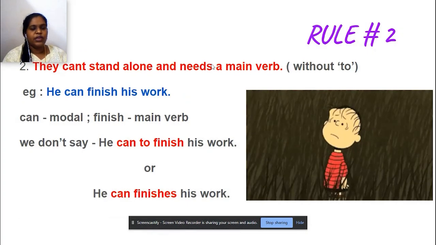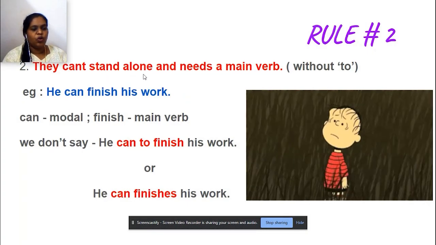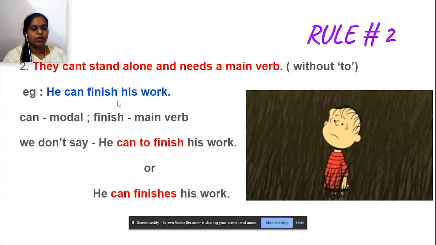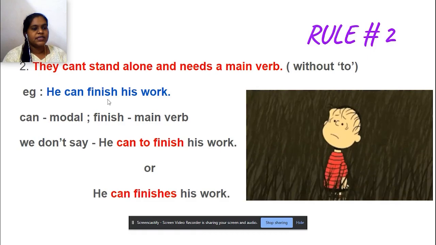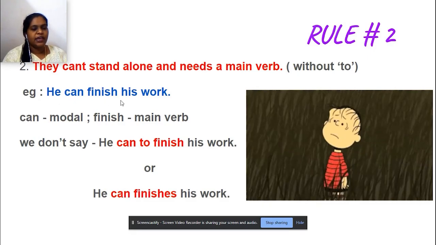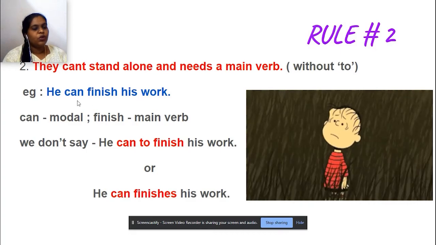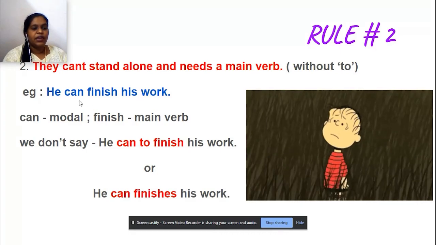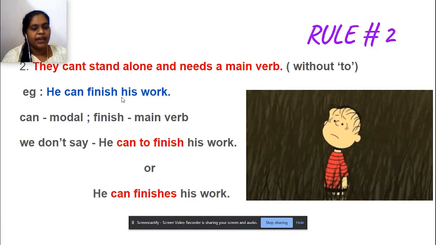The second rule is they can't stand alone. Now, look at the sentence. He can finish his work. Finish is the main verb. So, he can his work, does not make sense. Modals cannot stand separately. So, we say he can finish his work.